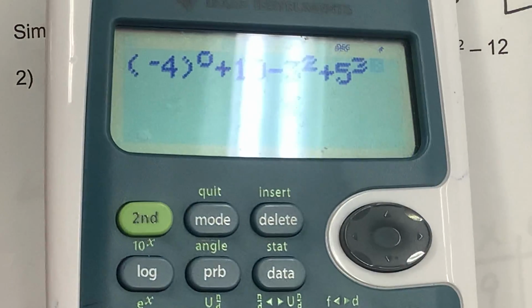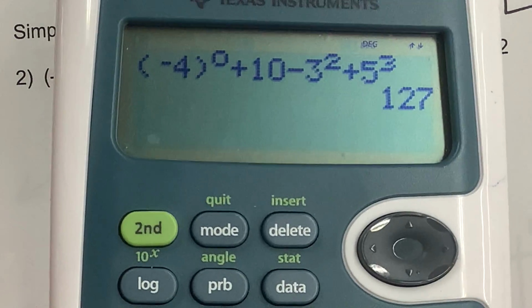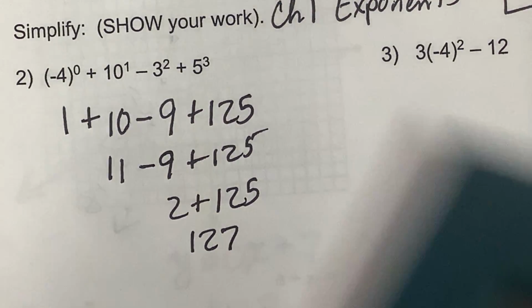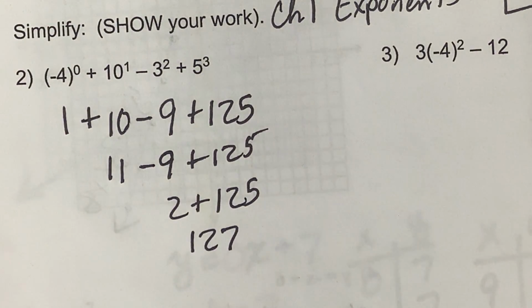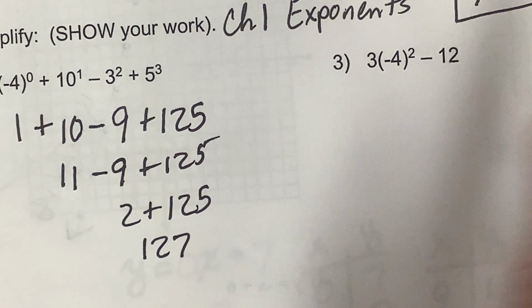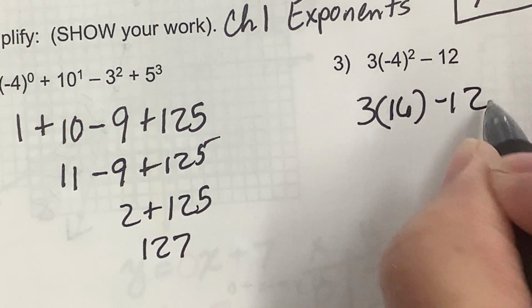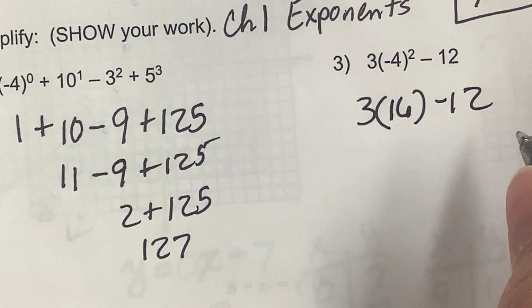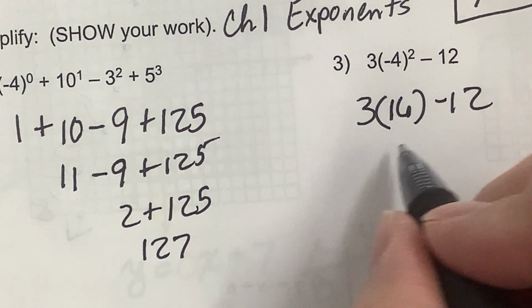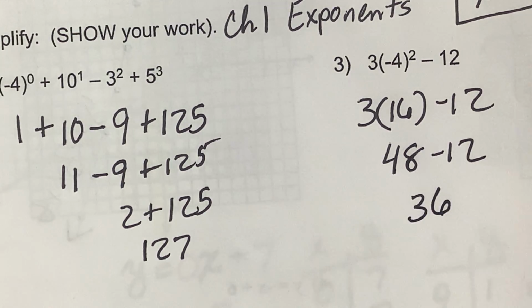Now make sure I did that correctly. Okay, that's 127, 127. Phew, did that right. Okay, now this one. -4 times -4 is positive 16. Squared is times itself. So this is going to be 3 times 16 minus 12. 3 times 16, well, 3 times 6 is 18. 3 times 10 is 30. This is 48 minus 12, 36.